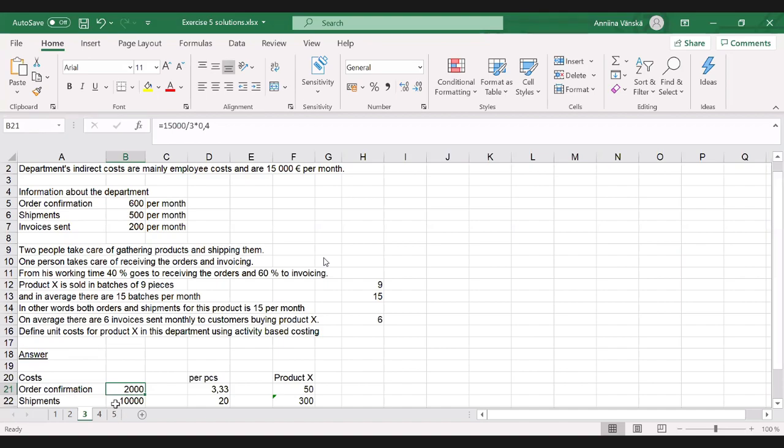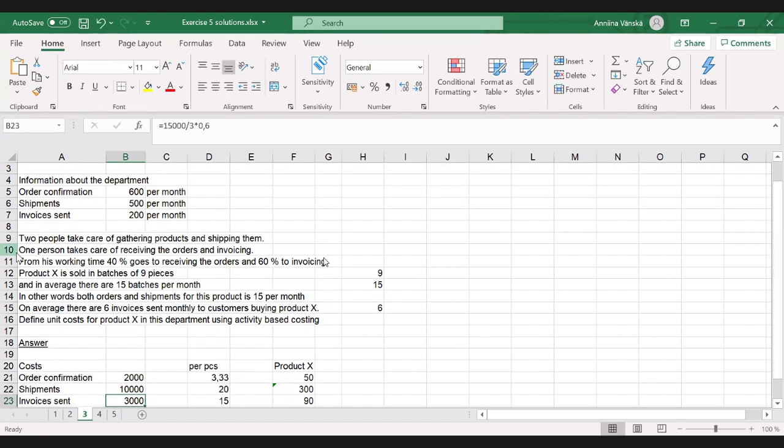Then we know that there were people taking care of gathering the products and shipping them. So the 15,000 divided by 3, so we get 1 person's cost, times 2, because there were 2 people doing that one. Sending invoices, 15,000 euros divided by 3. Naturally, in this case, we assume that all of them have the same salaries and the same cost, times the 60%, because it was said here that 60% of the time was going to invoicing.